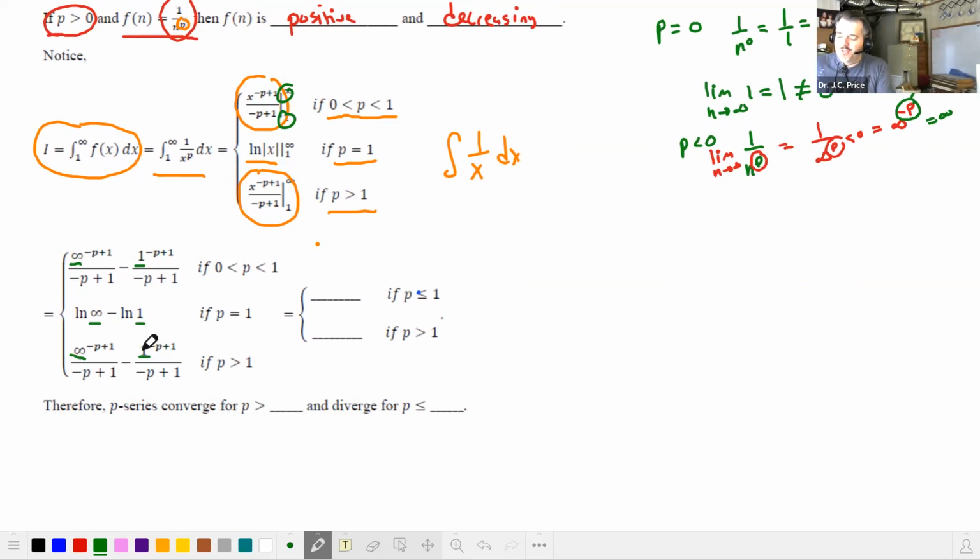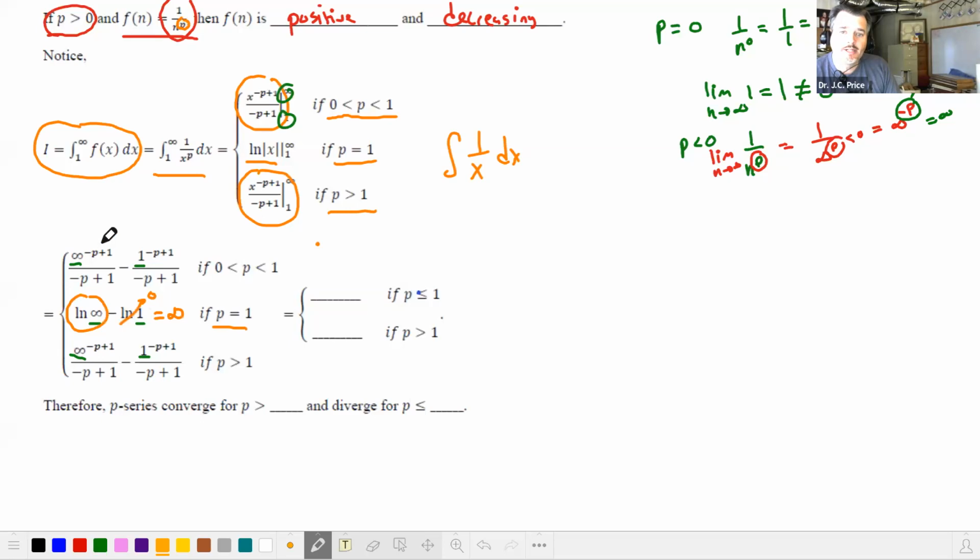Now I need to interpret what I get here. This is the tricky part, where you have to think a little bit about what's happening. Some of these are super easy, guys. That's going to be infinity, and that's going to be 0. So this is basically going to equal infinity. So it's definitely going to diverge when p is equal to 1.